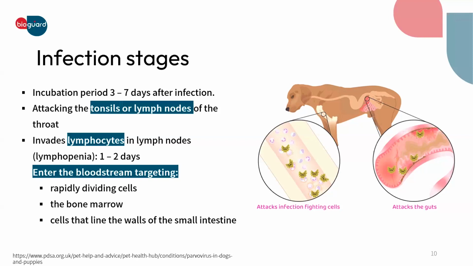And once it's inside the bloodstream, the virus has a tendency to start attacking other dividing cells, such as those in the bone marrow and in the cells that line the wall of the small intestines. So that's how the virus attacks mostly rapidly dividing cells, which makes it very difficult for the dog to eradicate the virus from the newly formed cells.